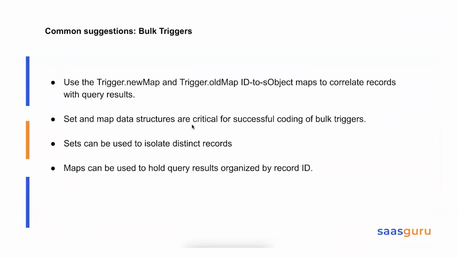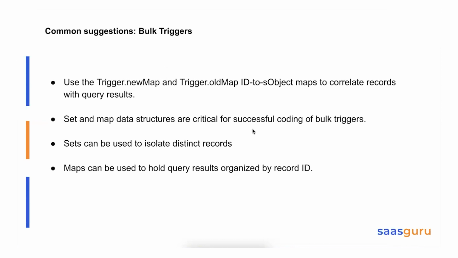And common suggestions we have for the bulk triggers: use trigger.new map and old map, as I discussed earlier in the basic context. Then ID to SObject mapping will be there. You can avoid the for loop inside for loop with help of this, like taking ID and corresponding records. Set and map will of course be helpful for you.